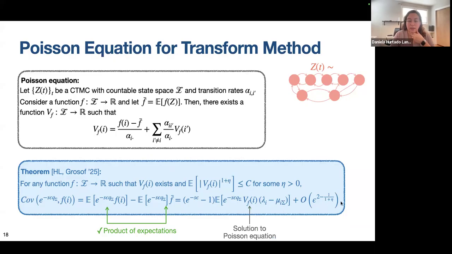Now, what is this eta? It's a condition on the solution to the Poisson equation. Basically, we want 1 plus eta moments to be finite. And this theorem is not difficult to prove using the Poisson equation. The difficulty was in coming up with the right thing to do. So let's see it in action.